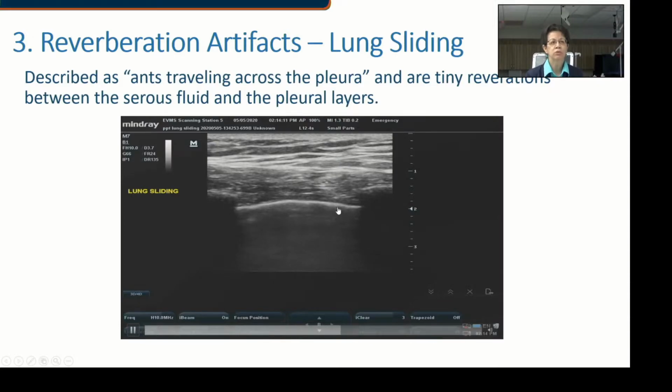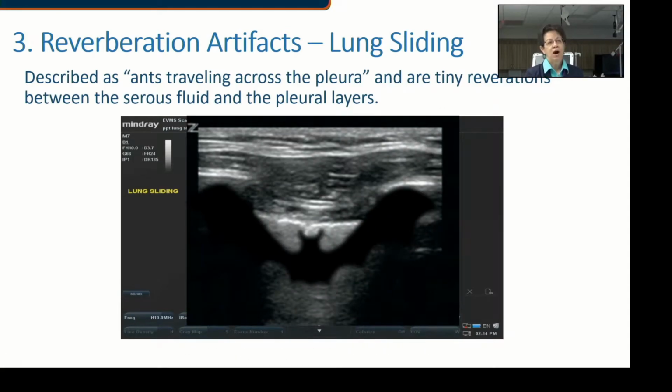So this is normal lung sliding, and had our screen been a little deeper, you would have even seen the A lines on this, but we're concentrating on the pleura here. And so to be able to see that sliding, we want to get as close to it as possible. All right?